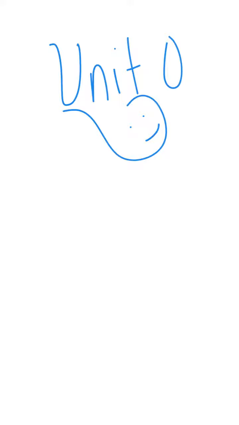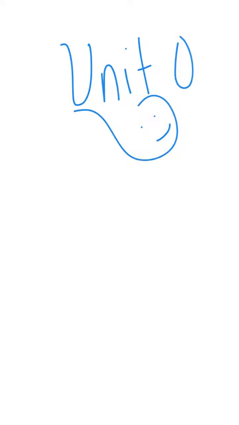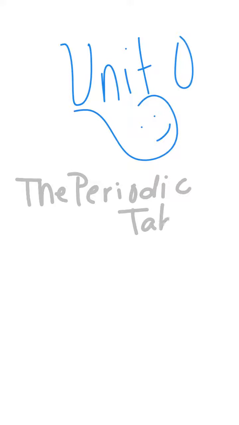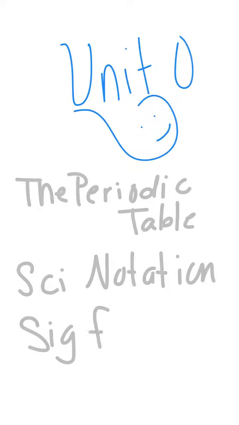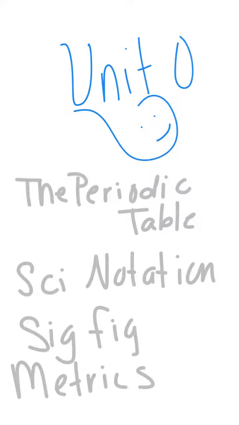The beginning units are going to cover a few things like the actual periodic table, scientific notation, significant figures, and a little bit on metrics. Okay, let's begin with the periodic table.